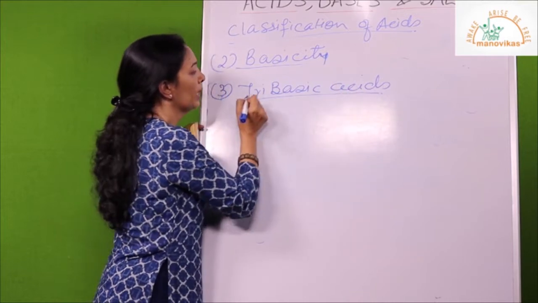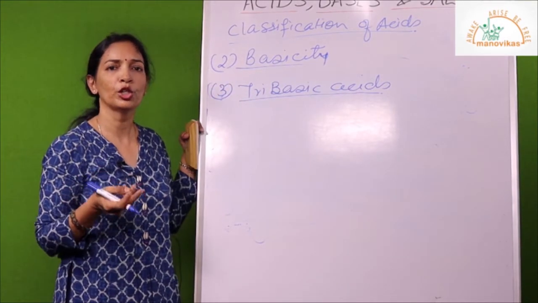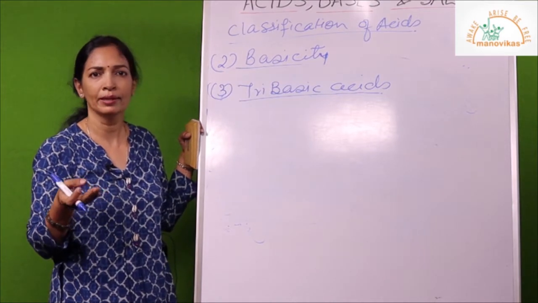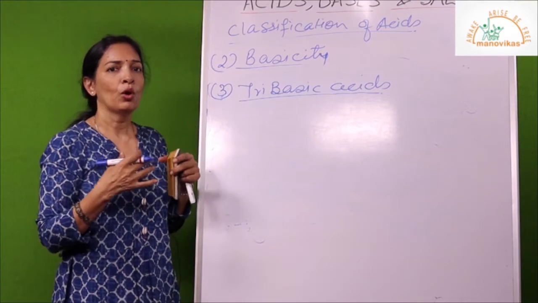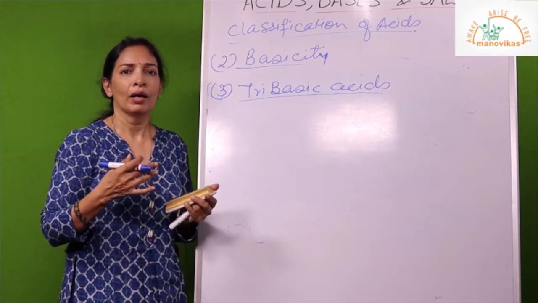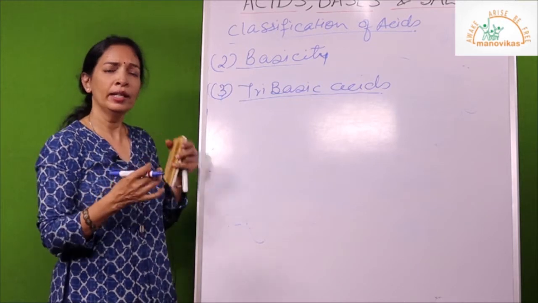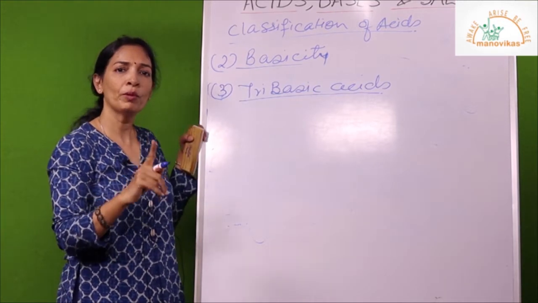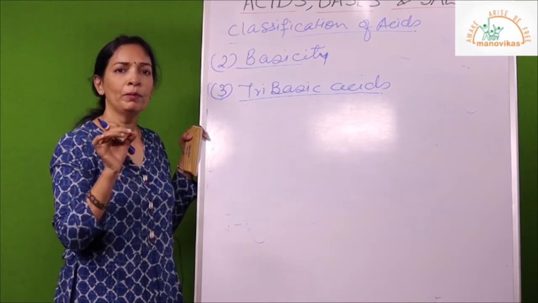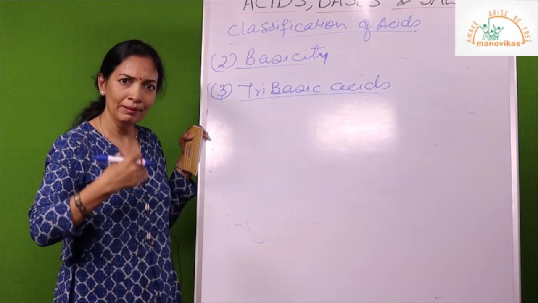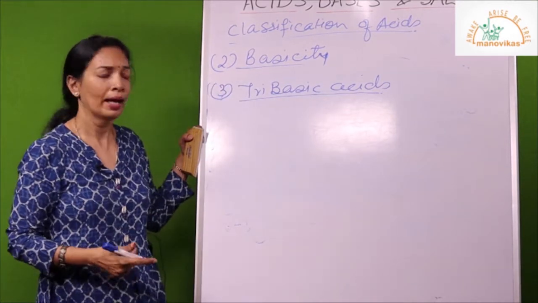The tribasic acid, as the name suggests, furnishes 3 hydronium ions per molecule of acid in its aqueous solution. By this time you can understand that 3-step ionization will be there, so 3 different types of salts will be formed. Any number of salts, but the normal salt will be only 1. Out of all the 3, 1 will be the normal salt which is produced in the end, and the first 2 will be acid salts.